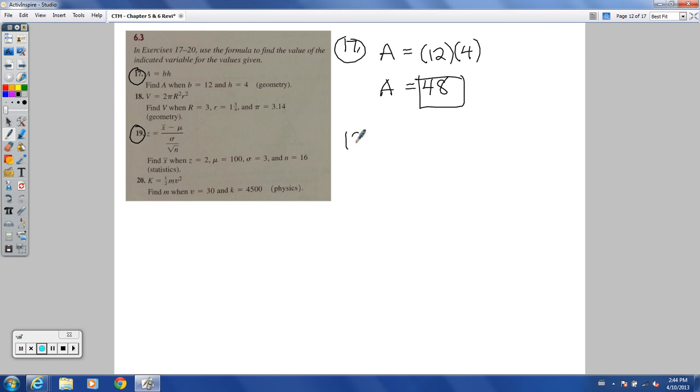Number 19, we've got this messy looking thing with this z-score, but it's simply a matter of plugging in the numbers again. This time I do know z, and so why don't I fill that in? I'm told that z equals 2, so I'm going to just take this formula and plug in 2 for z. I'm going to plug in for this x bar value. I'm trying to find that, so I'm going to leave that as x bar. Plug in for mu, I've got 100, and I'm dividing this by, it looks like sigma is 3 and n is 16, so I'll plug that in right there.